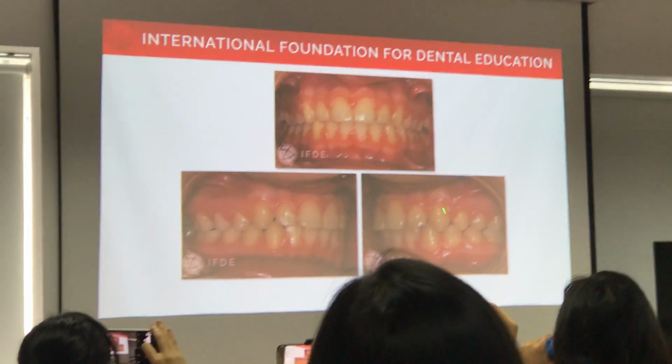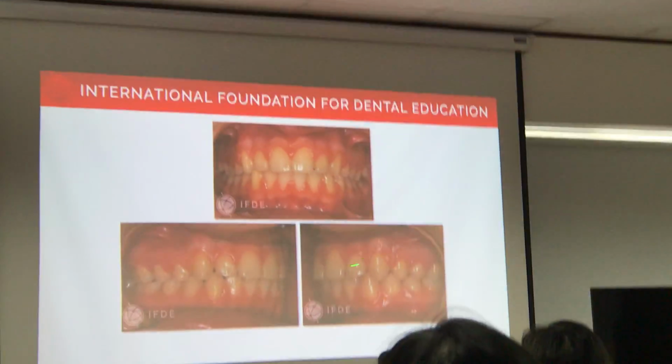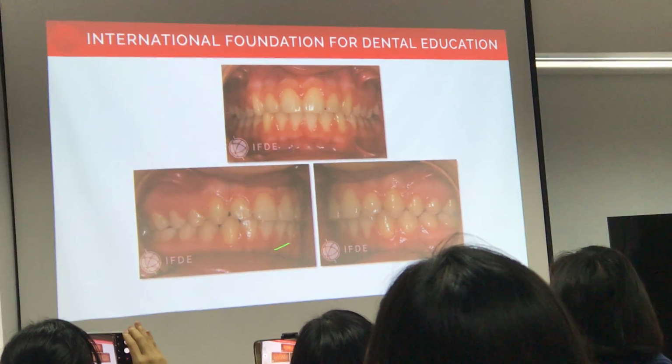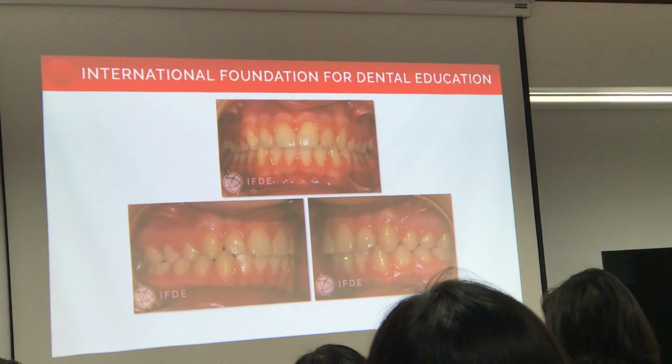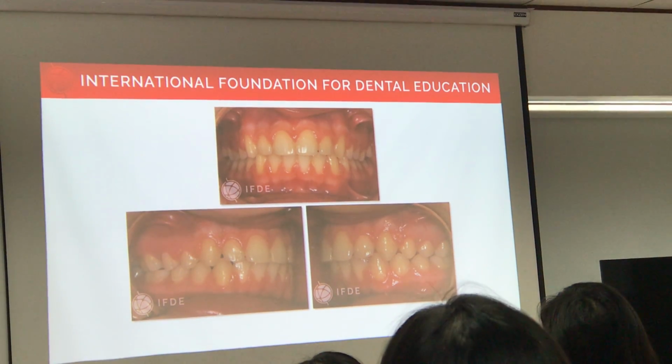And really settled, it'll be fine. So you see the class 1 here, class 1 there, overjet, overbite, everything is fine. So he went from 10 mils overjet to this just with very simple mechanics.